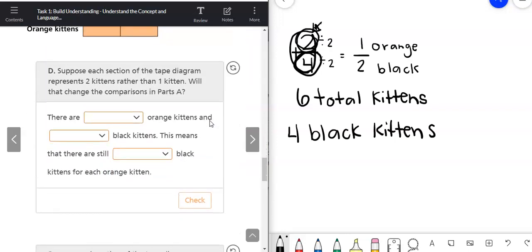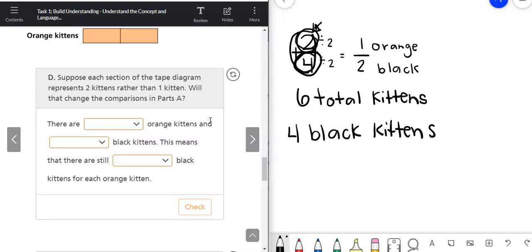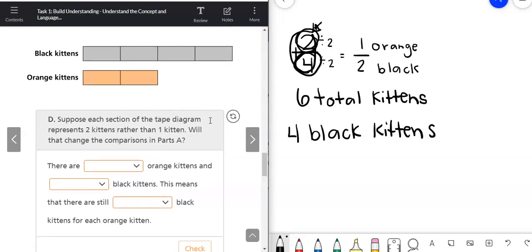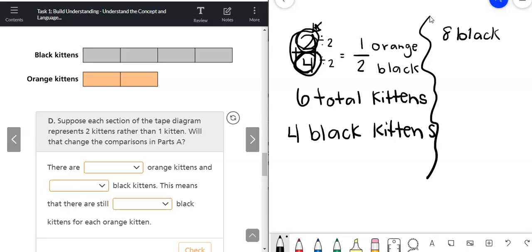Okay, down here, it says suppose each section of the tape diagram represents 2 kittens rather than 1. Will that change the comparisons in part A? So instead of 1, 2, 3, 4 black kittens, we have 2, 4, 6, 8 black kittens. So now we have 8 black kittens, and we have 2, 4 orange ones. So we have 4 orange. That is a total of 12.